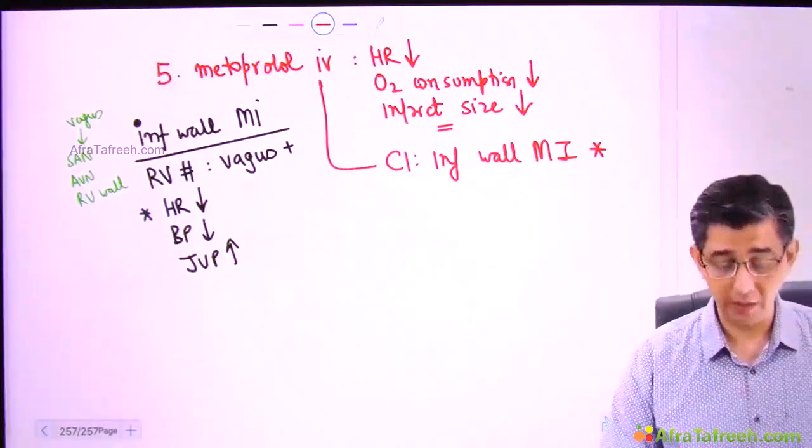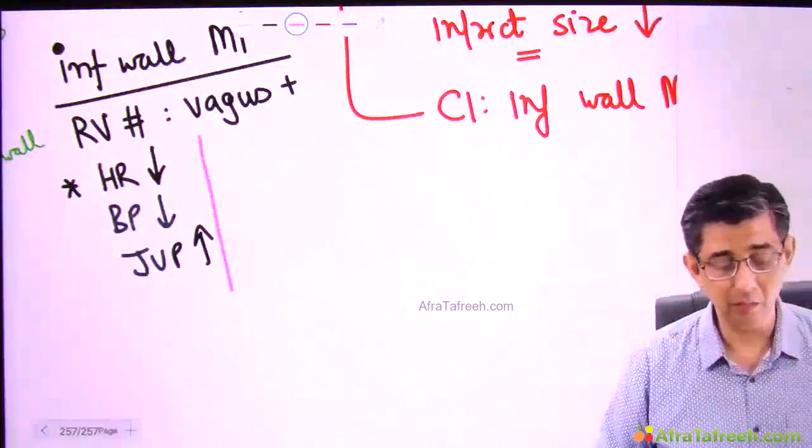Rather, for the bradycardia component, I would like to highlight: if he asks, what will you use for the bradycardia component in inferior MI?